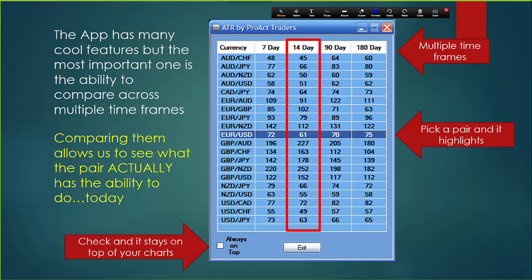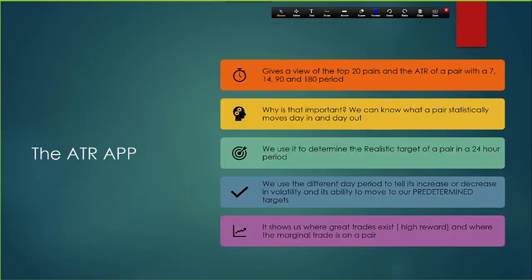All right. So we use the 14-day, all right? That's the important thing to understand. That's what we use for today, the 14-day. All right, so the ATR gives a view of the top 20 pairs and the ATR of a pair with a 7, 14, 90, and 180-day period. Why is that important? Well, we can know what a pair statistically moves day in and day out. We use it to determine the realistic target of a pair in a 24-hour period.